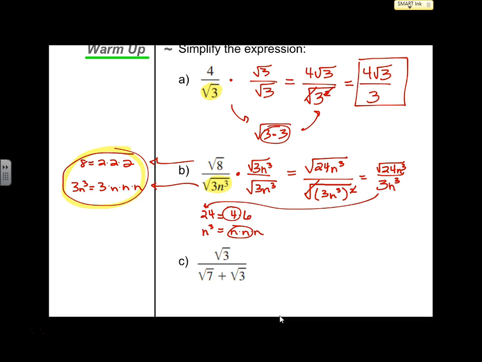Why is that nice? Well, I can rewrite this problem to be square root of 4 times square root of n squared. Does that make sense? I'm taking the pair. But what else do I have besides that? All over 3n cubed, which is already outside of the radical, so he's okay.